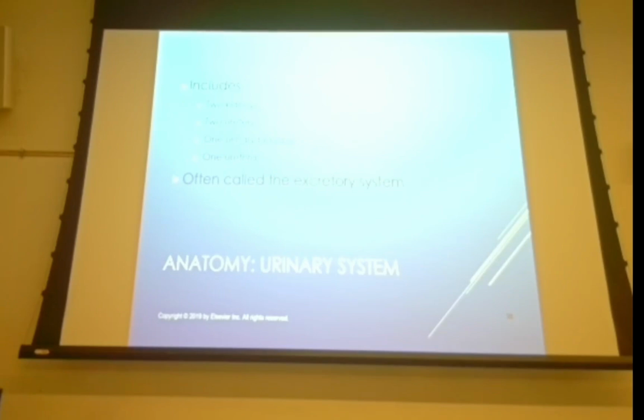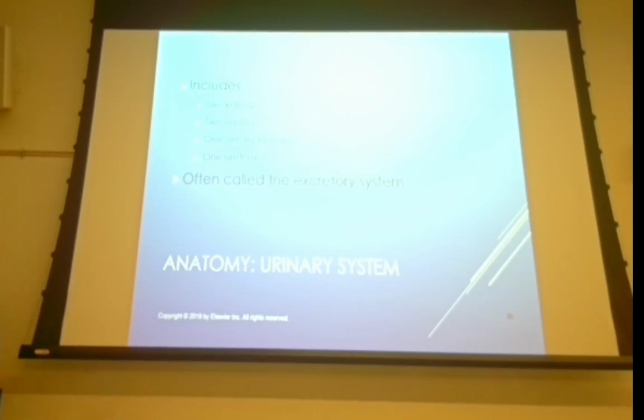So in the urinary system, of course, we have two kidneys most of the time. They're relatively equal in size. They may be a little bit different, and once in a while you may have a patient who has a very small kidney. You may have somebody who has one small kidney and one large kidney. The large kidney kind of compensates for the small kidney.